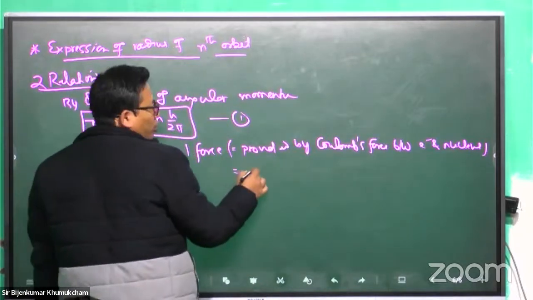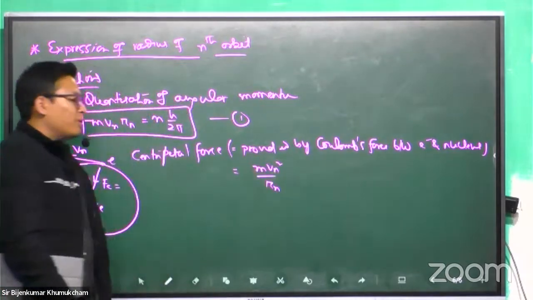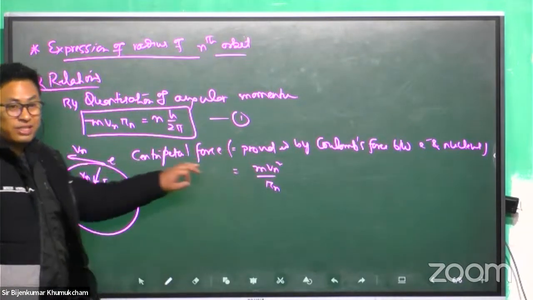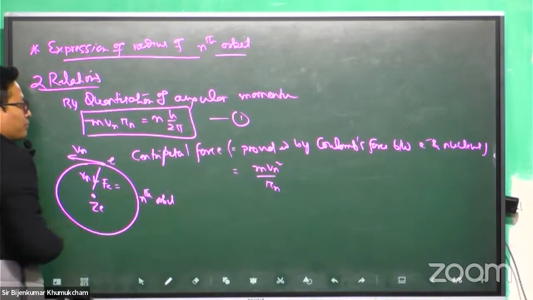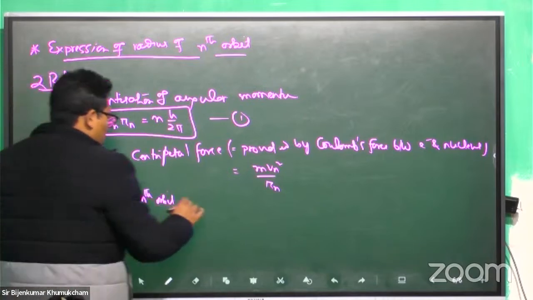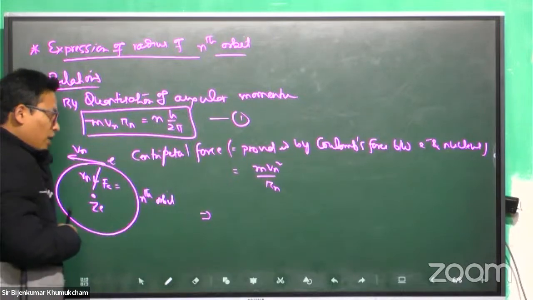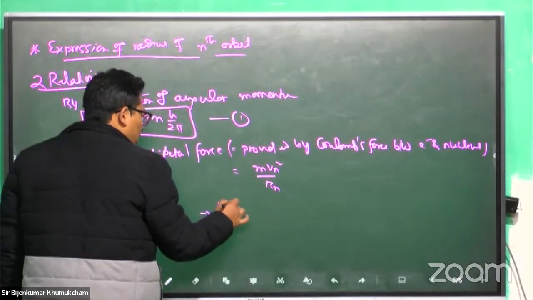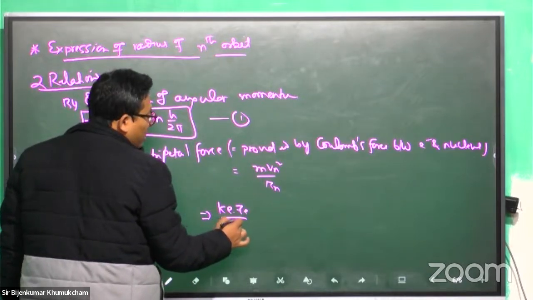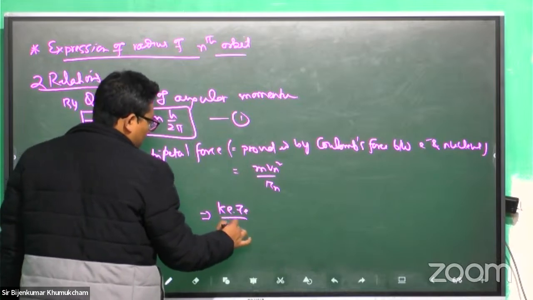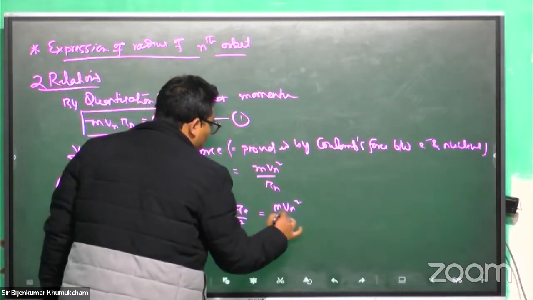The force F_c should always be equal to m v square by r. For the nth orbit, this is m v_n square by r_n. Then what is the Coulomb's attraction force? It is K times Z e times e divided by r square, equals m v_n square divided by r.